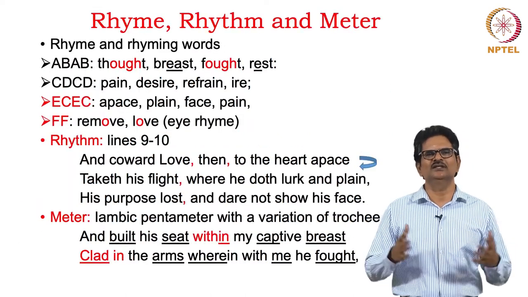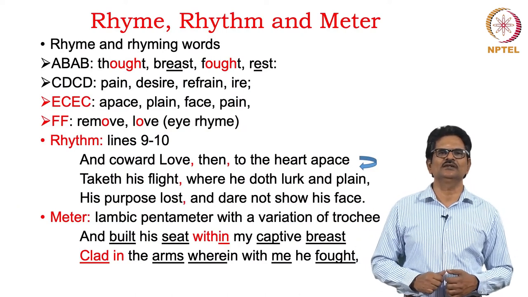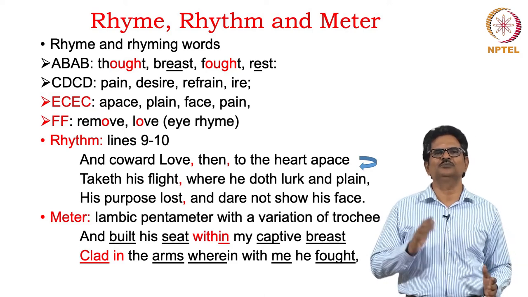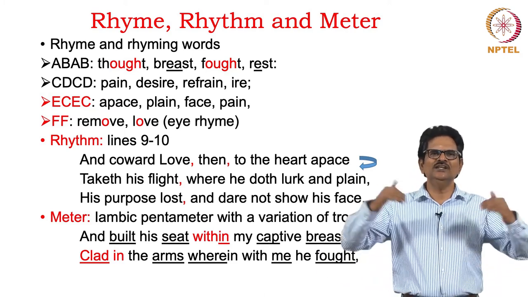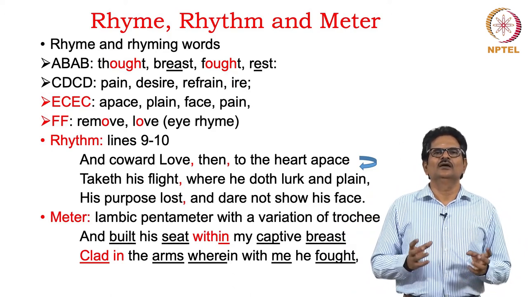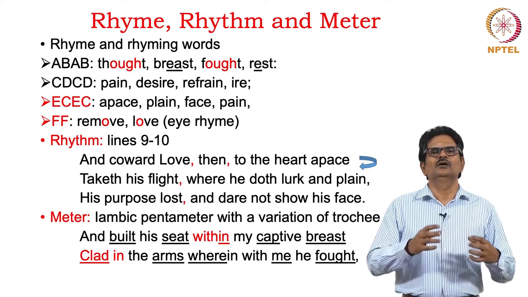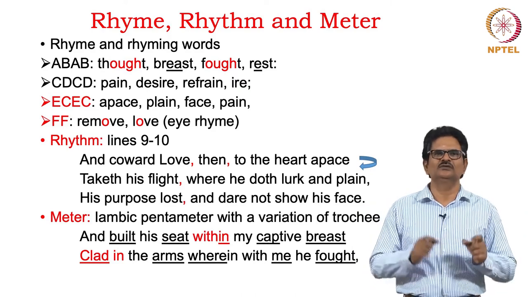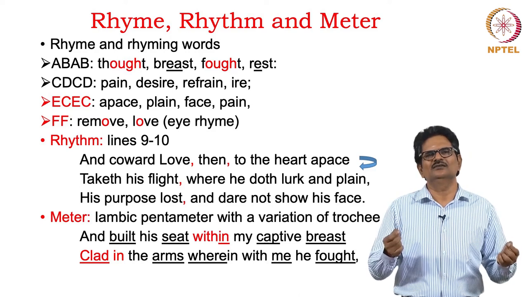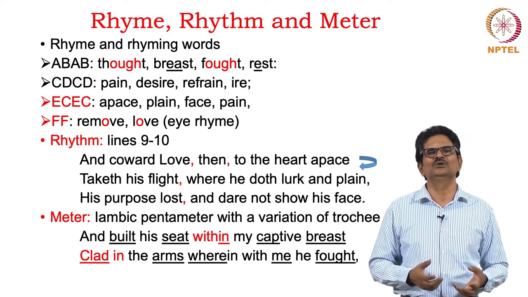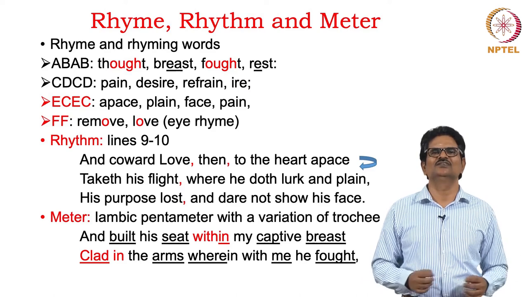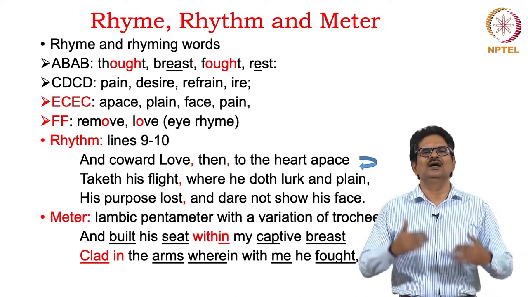Now let's examine the rhyme, rhythm, and meter of this particular sonnet. We have this rhyme scheme of A B A B, C D C D, E C E C, F F, and the rhyming words are thought, breast, fought, rest. Within this A B A B, we can see a very close connection between the words used in this particular quatrain. Thought, breast, very minor distinction in sound, but the poet is able to show that similar feelings coming together through the use of thought, fought, and closely connected vowel breast, rest.